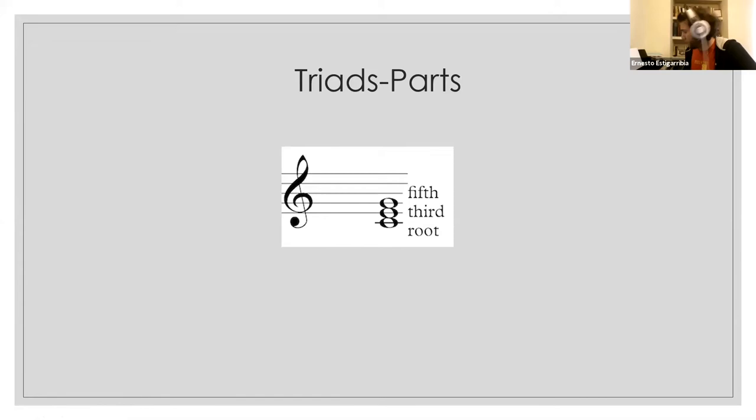Now, because we studied intervals, I believe it was last week, can someone tell me what kind of third, and again, remember your options are major or minor, what kind of third is C to E? Just unmute yourself and shout it out. C to E. We are reviewing intervals. C to E, anyone? Is it major or minor?